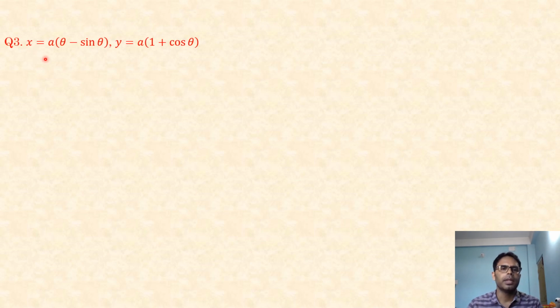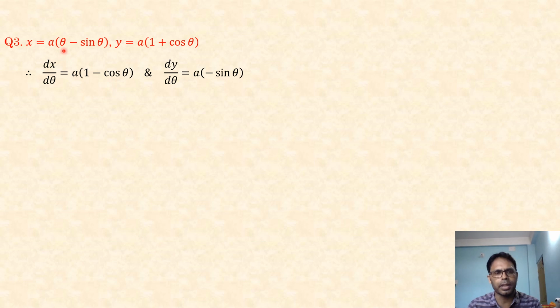X is equal to a into theta minus sin theta, y is equal to a into 1 plus cos theta. So, similar method: we determine dx/d theta, dy/d theta, then divide. So dx/d theta will be equal to a constant remaining same, theta with respect to theta derivative is 1, this minus is same, sin theta derivative is cos theta only with respect to theta.